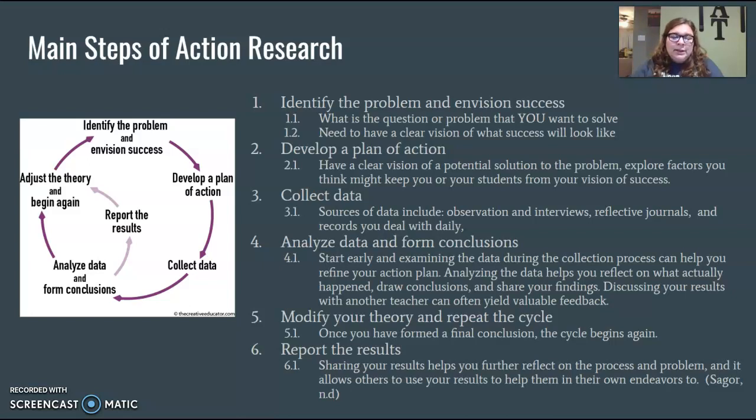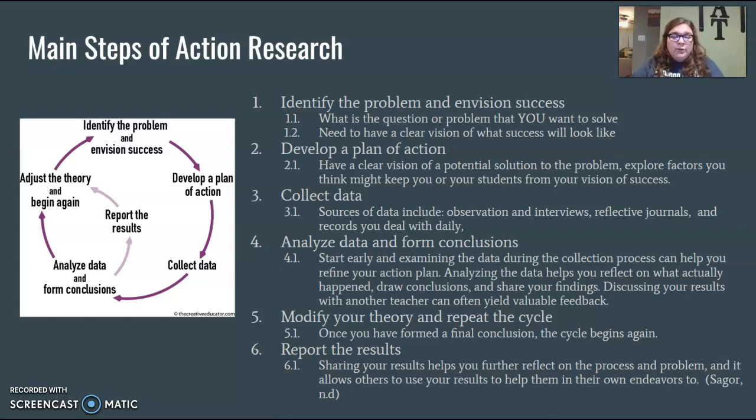Then step 3 is collect the data. Collect the data you already have and collect any future data that you need. How are you going to collect it? What are you going to use? What do you need? Step 4 is to analyze the data and form conclusions. Was it what you thought you were going to find when you looked at your data? Was it not? Do we need to change anything? Do we need to go back to the drawing board? How does that work? Step 5 basically kind of goes a step forward, modify your theory and repeat the cycle. If you're not going to get the conclusion you think you want and you need to change stuff, then go ahead and start back over.